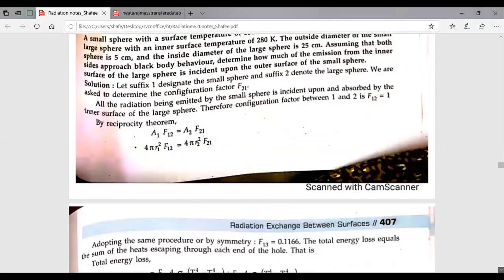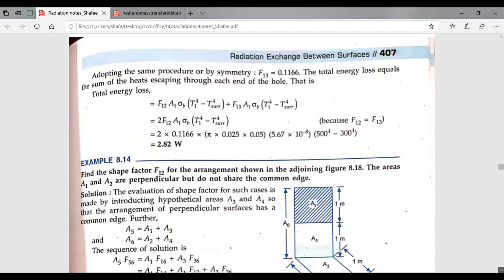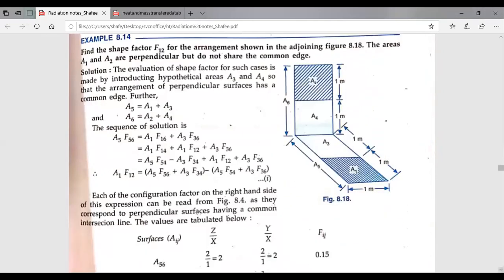So this is how I can find the heat transfer between two black surfaces. Now one more example. I have a problem like this. Let me see what it is asking. Find the shape factor F12. Now see here, 1 is here, 2 is here, but you can see that 1 and 2 are not at all connected. Assume that they are not connected at all. Now you have a chart. I'll just show you that chart.